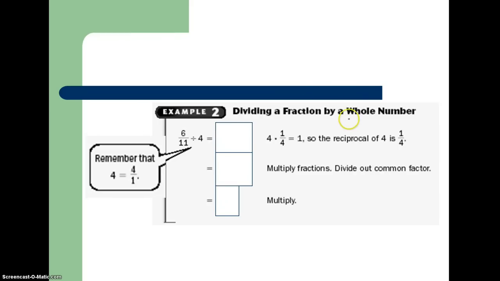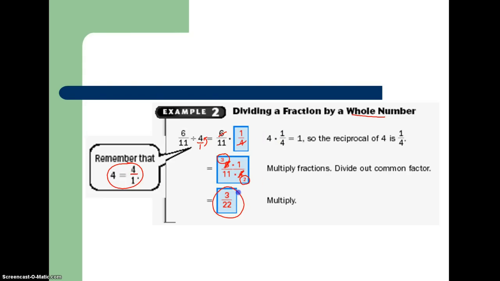This time we're going to talk about dividing a fraction by a whole number. It's not any different. Just remember that the whole number 4 is a fraction. It has an invisible denominator of 1. So you keep 6/11ths the same, you change division to multiplication, and 4 over 1 becomes 1/4. Divide out the common factors. 6 and 4 both divide by 2, leaving 3 for the 6 and 2 for the 4. 3 times 1 is 3, over 11 times 2 is 22.